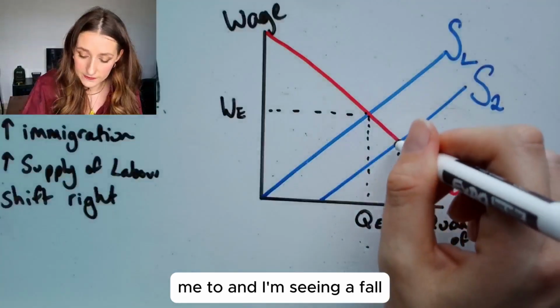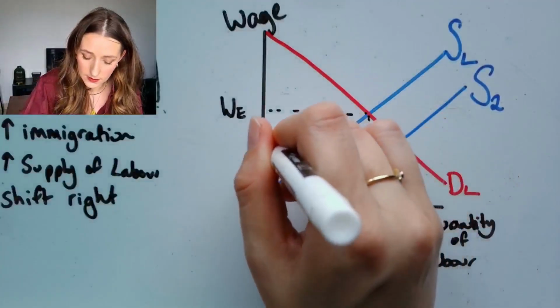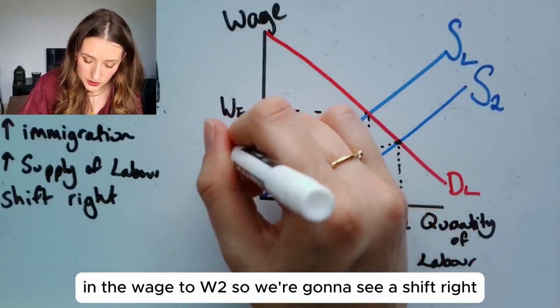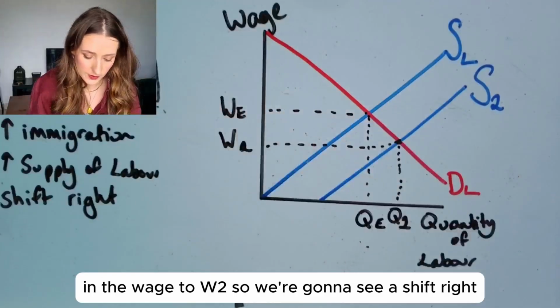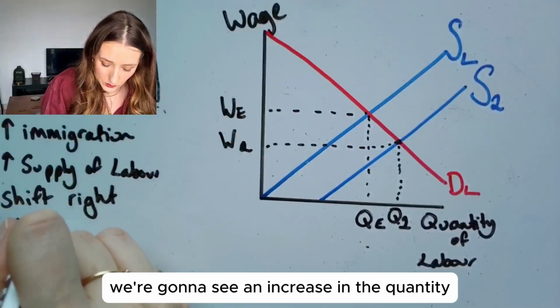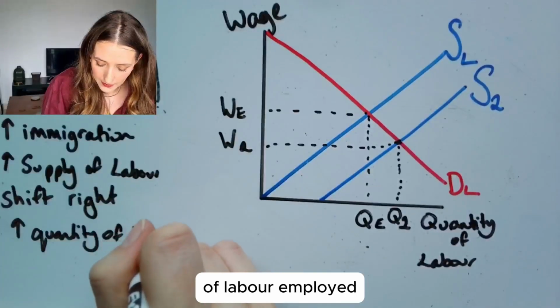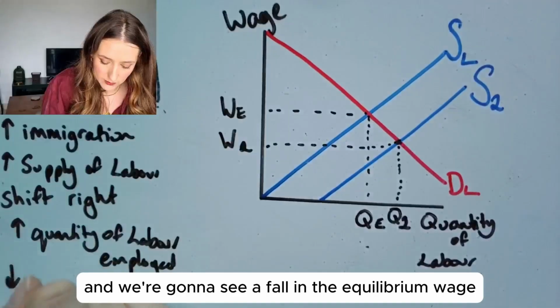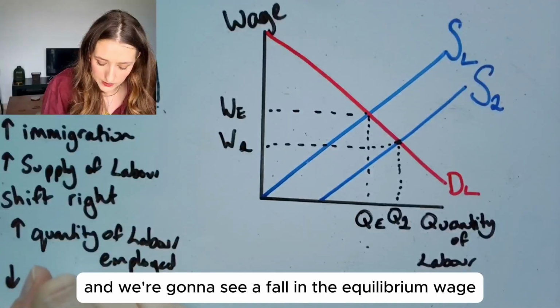And we're seeing a fall in the wage to W2. So we're going to see a shift right. We're going to see an increase in the quantity of labour employed, and we're going to see a fall in the equilibrium wage.